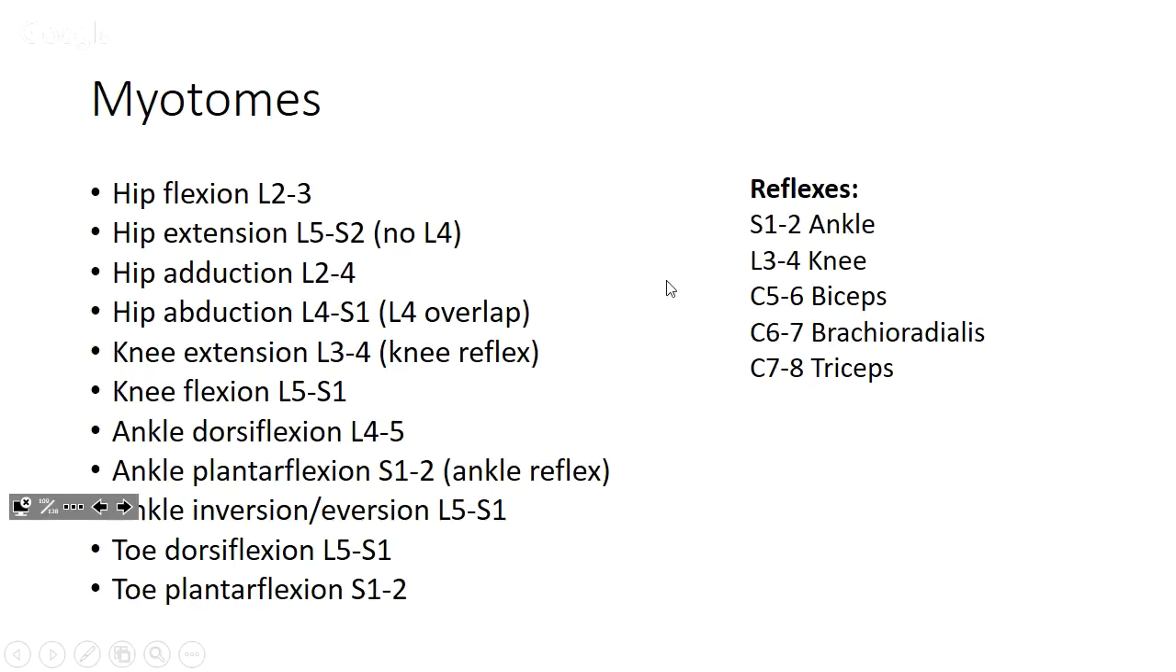And then the rest I remember by reflexes. So you can see 1, 2 is ankle, 3, 4 is knee, 5, 6 is biceps, 7, 8 is triceps. So I just think, okay, knee is 3, 4. So that's knee extension. And therefore knee flexion is another 2, I mean, the next 2 down. And then the ankle reflex is S1 and 2, as I was saying. So therefore the other one is 4, 5. And then inversion and eversion is just 5, S1, which is sort of in between the ankle ones. So I sort of do it in order. But yeah, there are different ways of remembering.